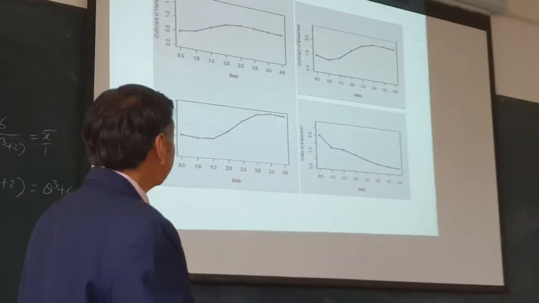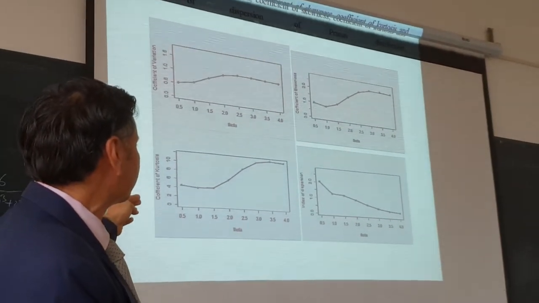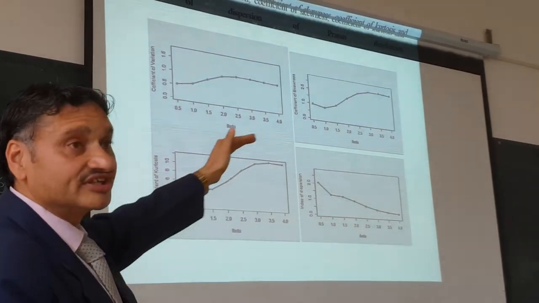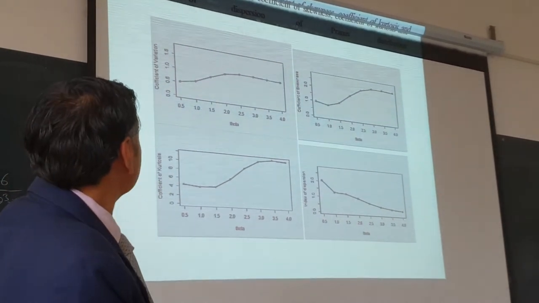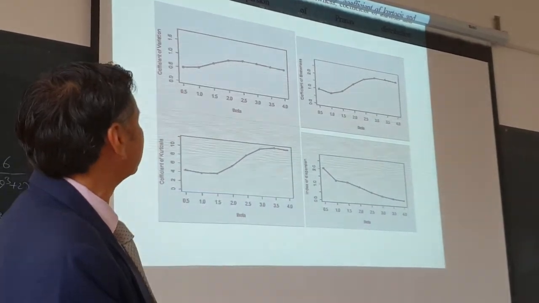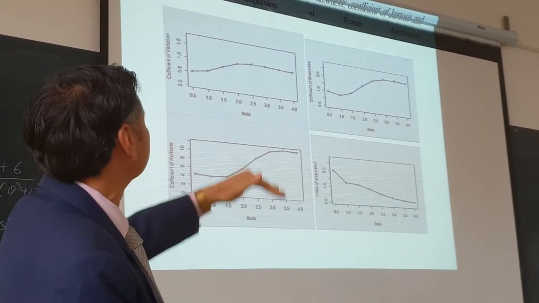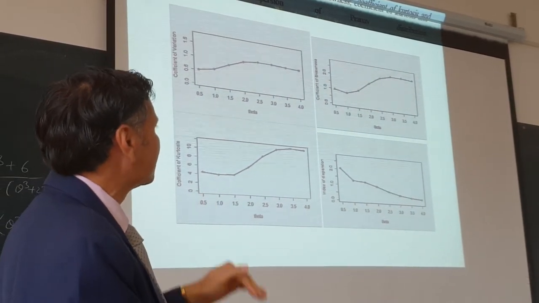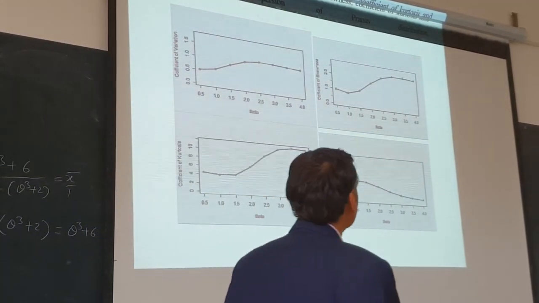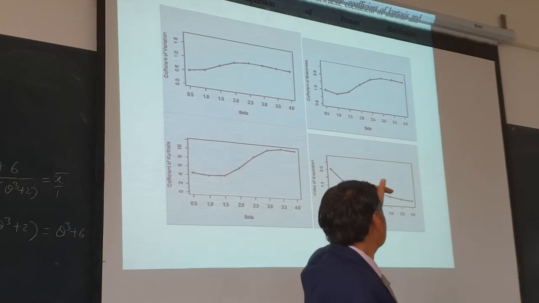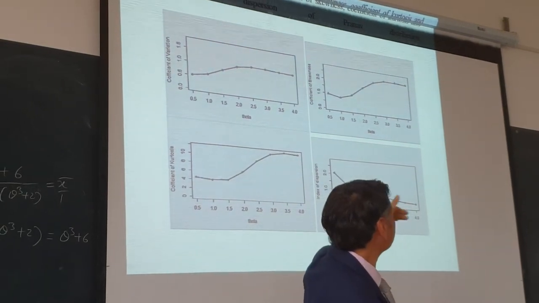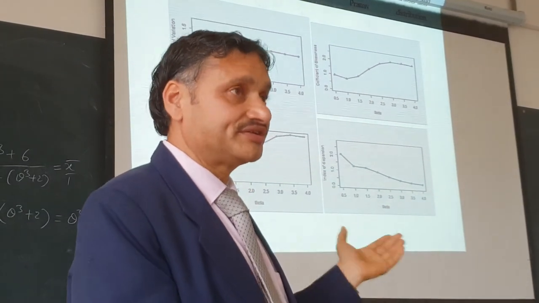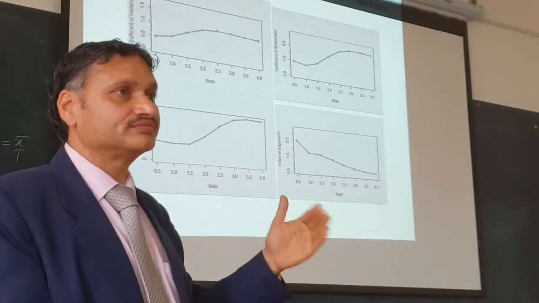And the coefficient of kurtosis you can see increasing after 1.5. Similarly, the coefficient of variation is decreasing after 1. And the coefficient of skewness is first constant up to 1 and then increasing. So you can locate its behavior with varying values of theta.